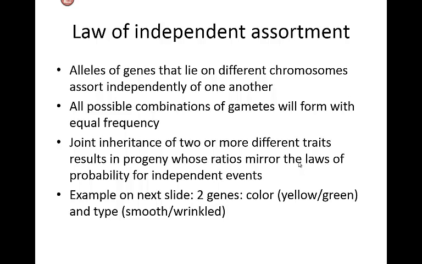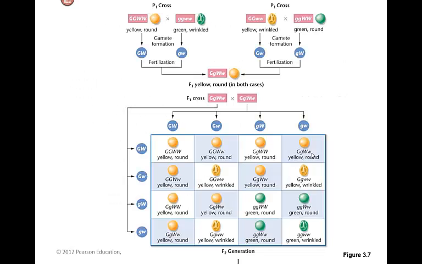So all possible combinations of gametes can form with equal frequency due to this, and joint inheritance of two or more different traits results in progeny whose ratios mirror the laws of probability for these independent events. Going back to our example, we've got two genes. One is color, yellow or green, and one is type, smooth or wrinkled. Just as we discussed previously, you can use the product law to calculate the different individual probabilities. Another thing you can do is fill out a larger Punnett square. Let's talk about this a little bit more.